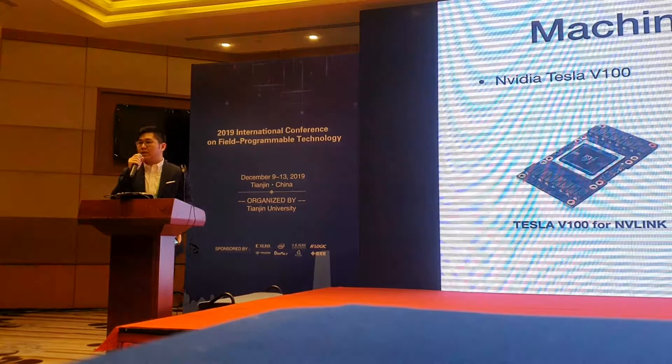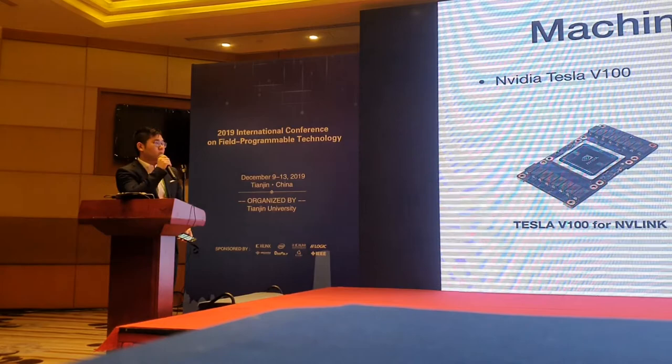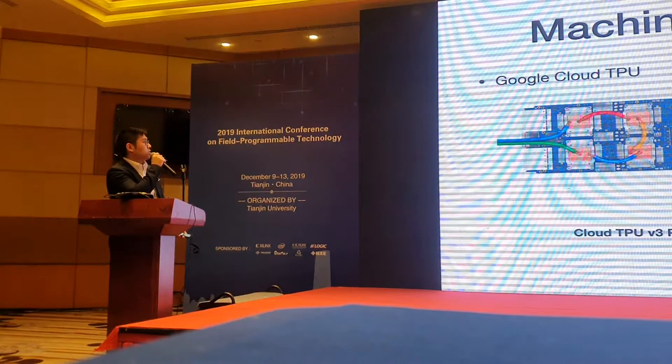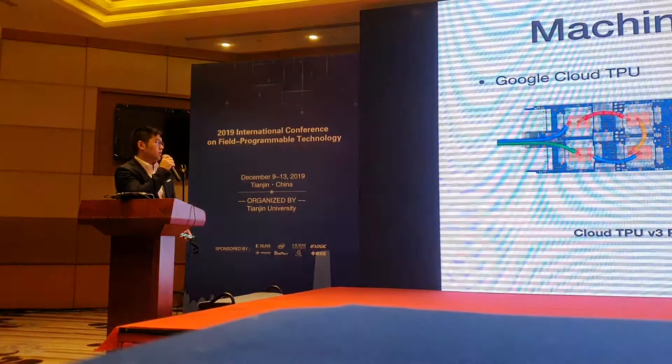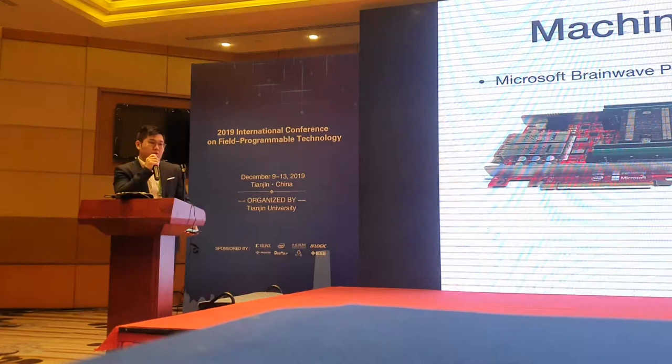This is the NVIDIA Tesla V100, which is their AI chip. This is the Google Cloud TensorFlow Processing Unit, which follows a systolic array design to make the ASIC, and they have been making a lot more of them to support their huge data centers. And in Microsoft's Project Brainwave, they use FPGA chips to support their AI platform.